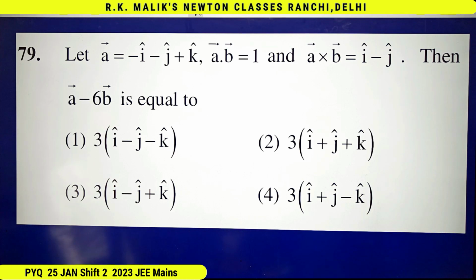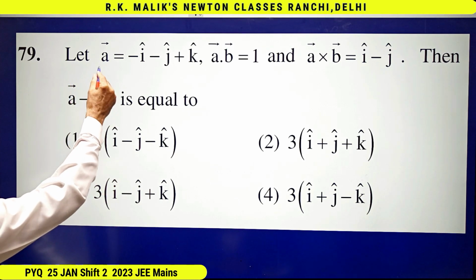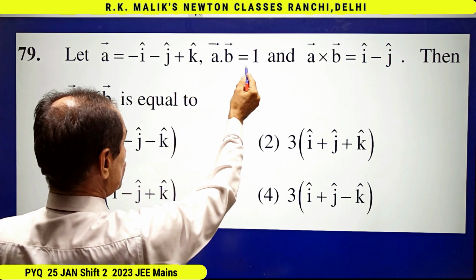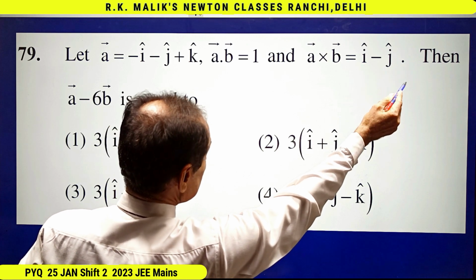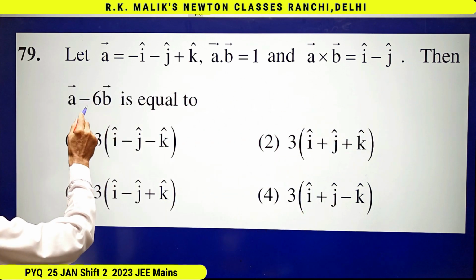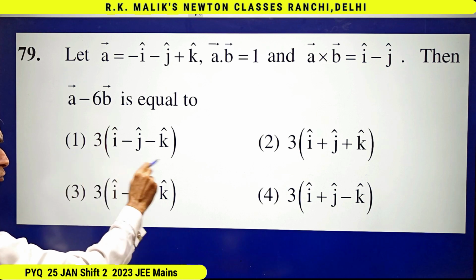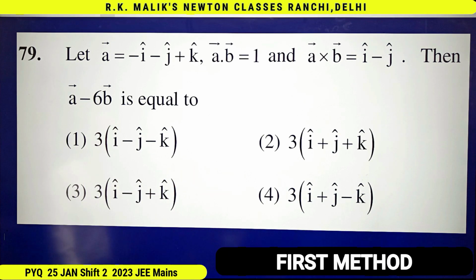In this question, it is given that A vector is equal to this, A dot B equal to 1 and A cross B equal to I minus j, then the vector A minus 6B is equal to, you have to find the correct choice. I will do this question by two ways. First way requires more practice of this chapter and that is short also. For the second way, you need not be very strong in this chapter. But I will say the first way is smart.